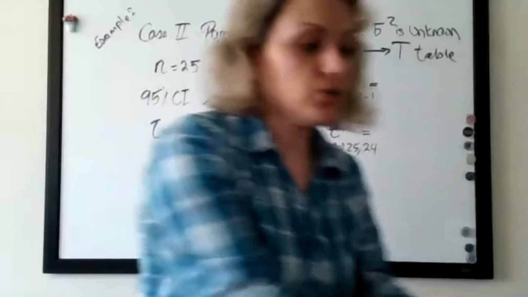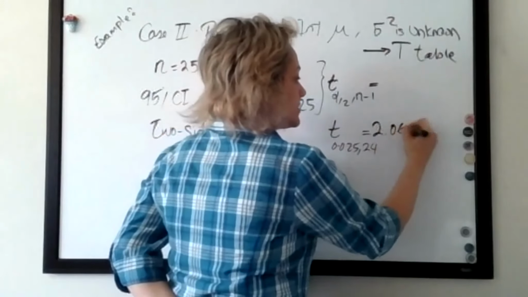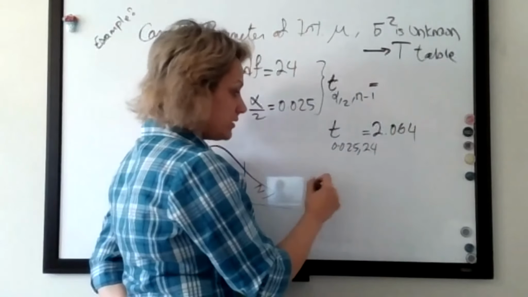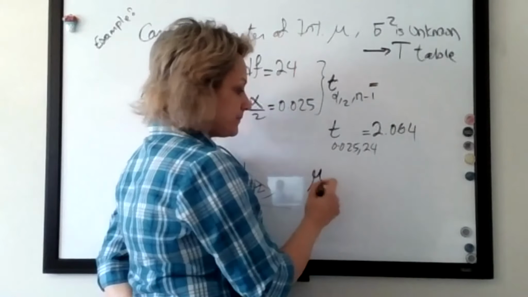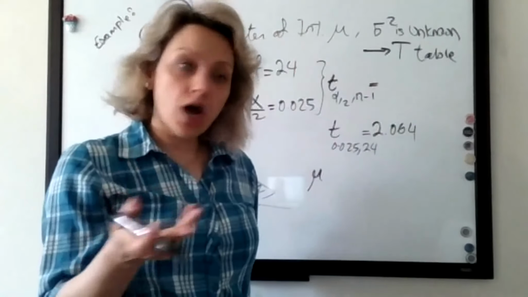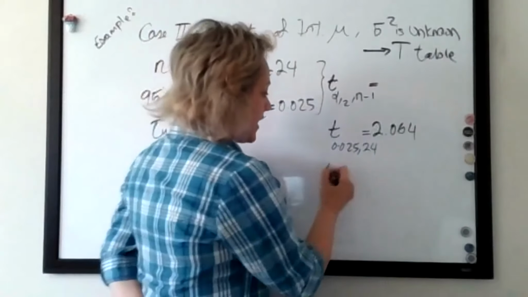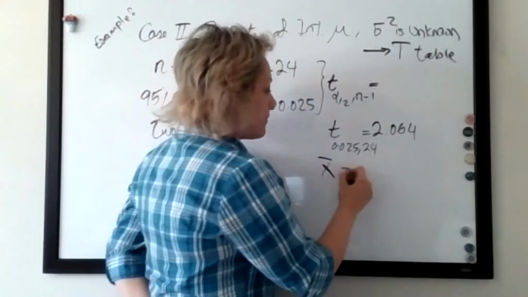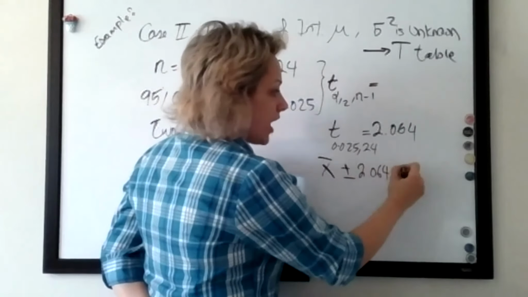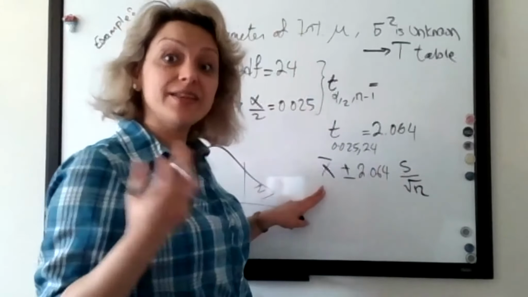So the t value is going to be 2.064. It means that if I want to write down the mu for it, mu is going to be x bar plus minus t value times s over square root of n. I'm going to write down here first like this: x bar, the confidence interval, plus minus t value, which is 2.064, times s over square root of n. So that's my confidence interval.